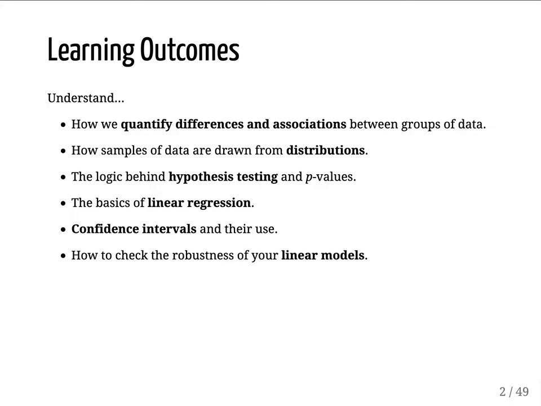Well, for the learning outcomes, I want you to understand at the end of this session how we quantify differences and associations between groups of data. Because at the heart of it, this is what we're meant to be doing when we're doing research. So if you're conducting a research study and you want to know about any differences between certain groups, then you have to be able to quantify what those differences are, or maybe any associations between one group and another outcome. As well, we're going to look at how we draw samples of data from a larger population.